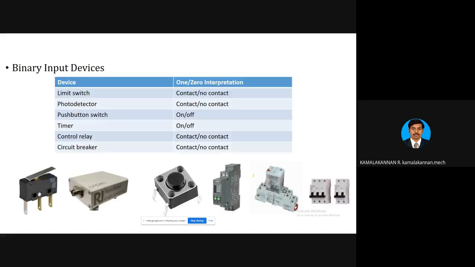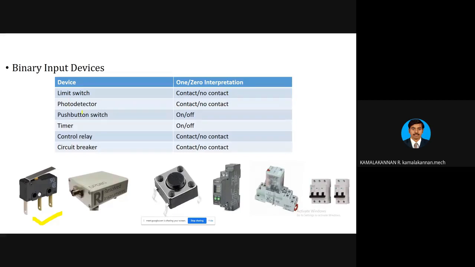Next one is: what are the input devices you have in a PLC? I have told you already that we have separate terminals for input and output. So what are the input devices we have? First one is the limit switch. It will have contact or no contact, and in that way it will interface with the PLC. When the switch goes up and down, it will have contact and no contact.